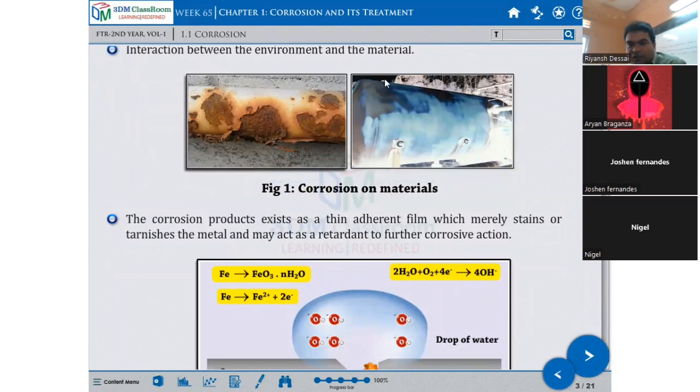film which may stay or tarnish the metal and may act as a retardant to further corrosion action. So this is how corrosion action happens.